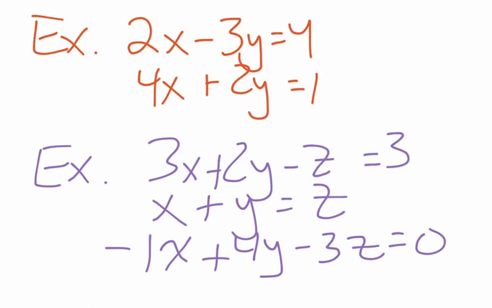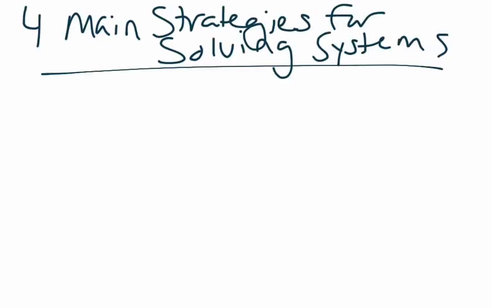Now, there are 4 main strategies for solving a system of equations. So let's get that up there. So 4 main strategies. 3 of these you will be familiar with, and one of them you probably won't be unless you happen to have studied it in one of your previous math classes, but it would have been something extra that the teacher probably did.